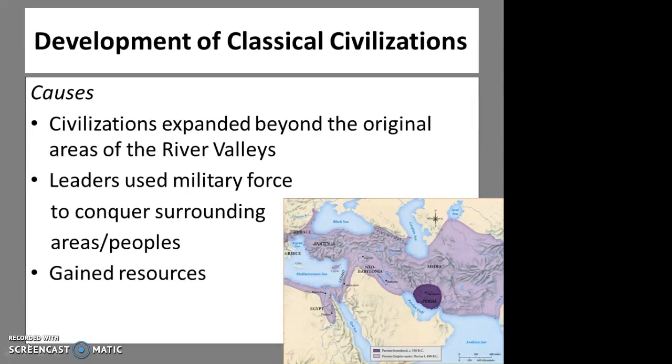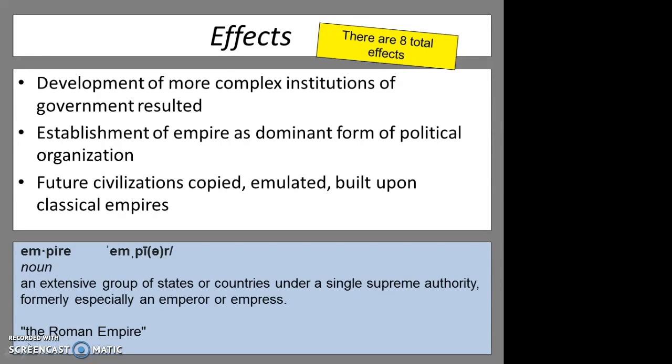Some of the causes of the development of classical civilizations included the expansion of the original river valley areas, conquering of surrounding people by military force in order to gain resources. The effects, there were a total of 8 of them. Development of more complex institutions of government, dominant form of political organization. Future civilizations copied and emulated classical empires.